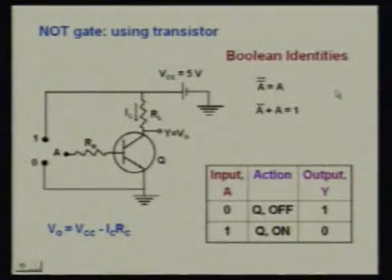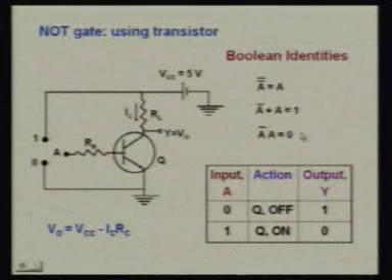So this is very easy to understand and very easy to discuss. A bar A is equal to 0. It is also very easy to understand. If we take A as the 0 state, then A bar will be in the 1 state, so 1 AND 0 will be equal to 0. Or if we take A as 1, then A bar is 0, and the AND operation of 0 with 1 will again give 0.